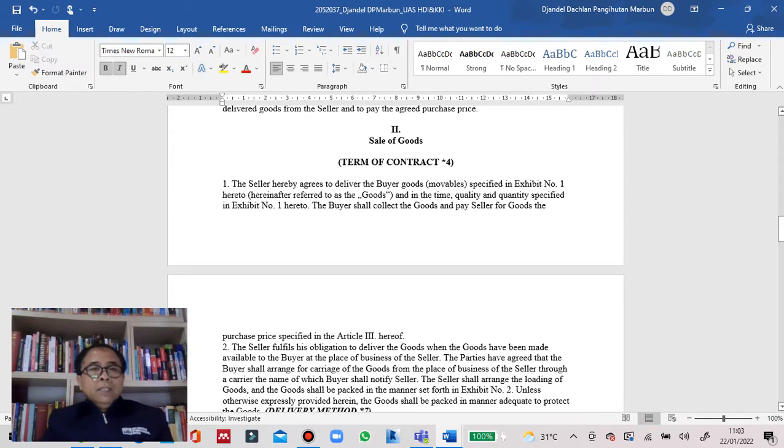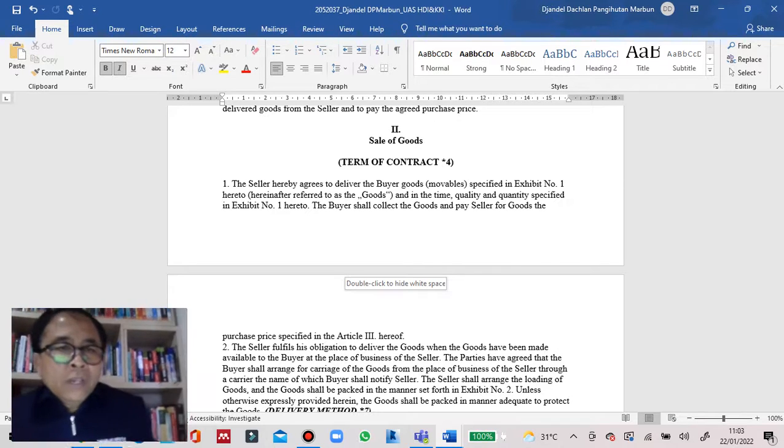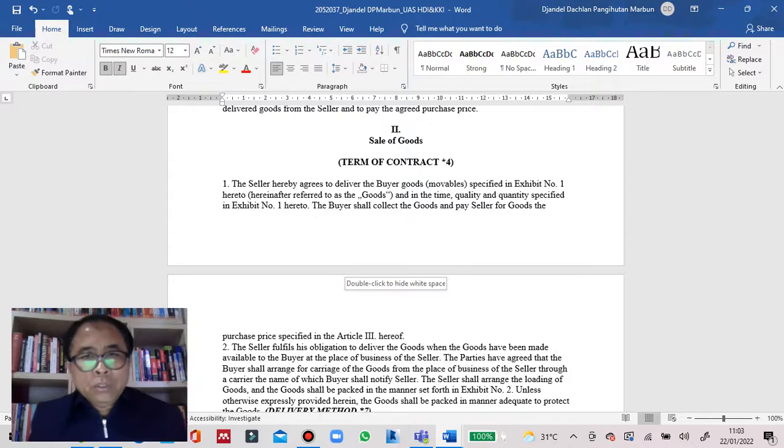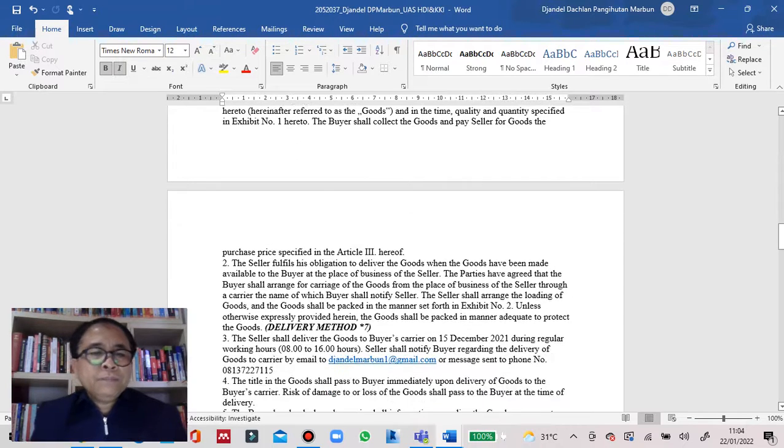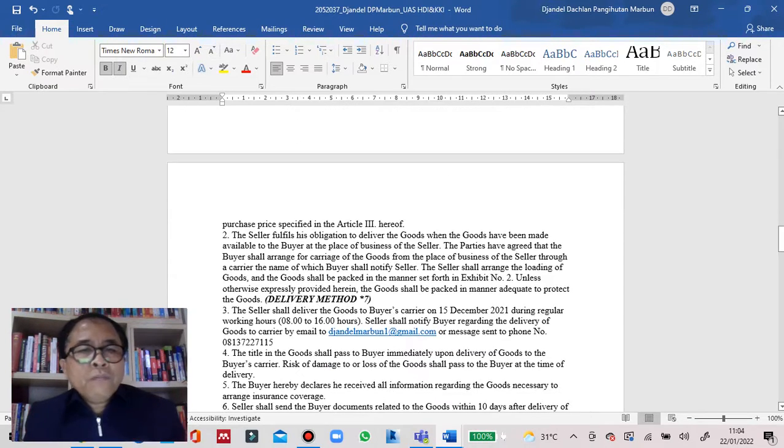1. The seller hereby agrees to deliver to the buyer movable goods specified in exhibit number 1 hereto, hereinafter referred to as the goods, in the time, quality, and quantity specified in exhibit number 1 hereto. The buyer shall collect the goods and pay the seller for the goods the purchase price specified in Article 3 hereof. 2. The seller fulfills his obligation to deliver the goods when the goods have been made available to the buyer at the place of business of the seller.